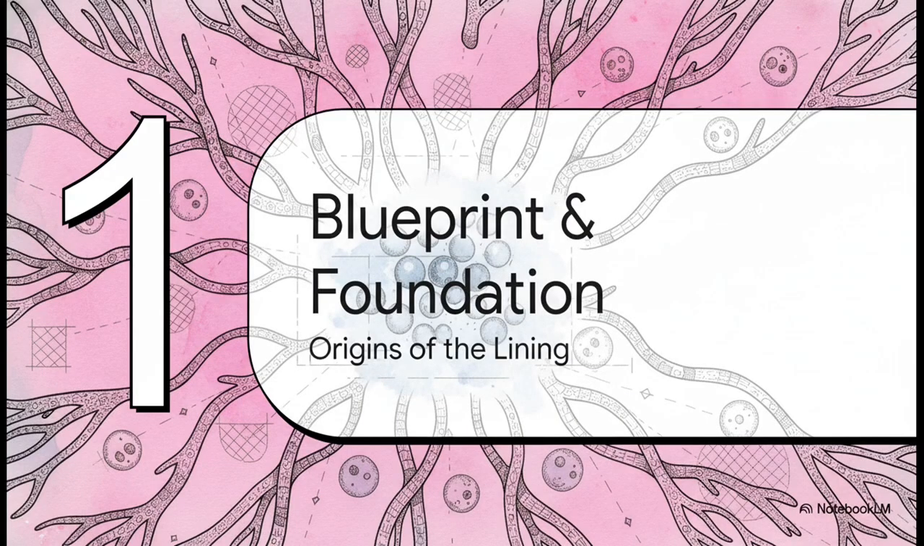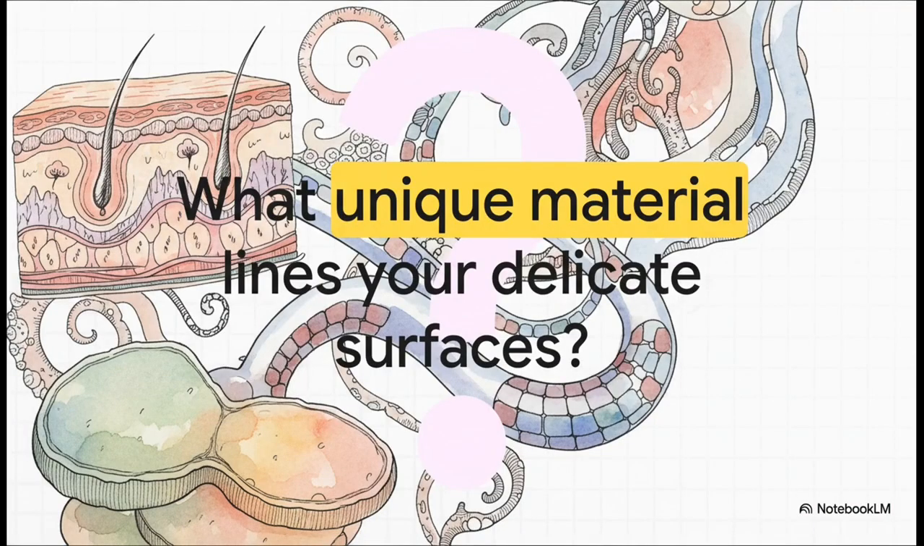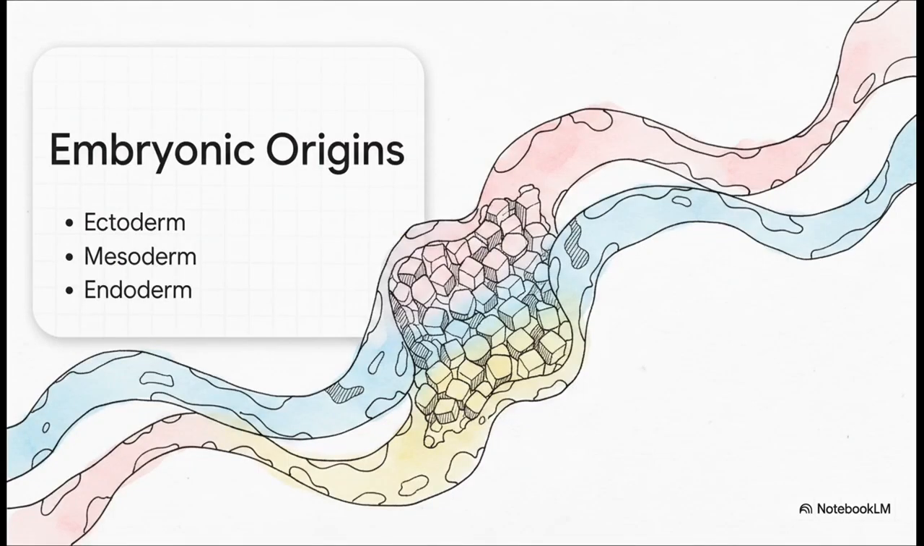All right, let's jump right into section 1, the blueprint and foundation, or the origins of the body's lining. Now, I want you to just stop and think about this for a second. Think about the physical boundary that coats your internal organs, or the lining of your blood vessels, your respiratory tract, and even your skin. What is the unique material that's doing all of that heavy lifting? It has to be incredibly adaptable to survive in literally all of those different harsh environments, right? Well, the answer is epithelial tissue.